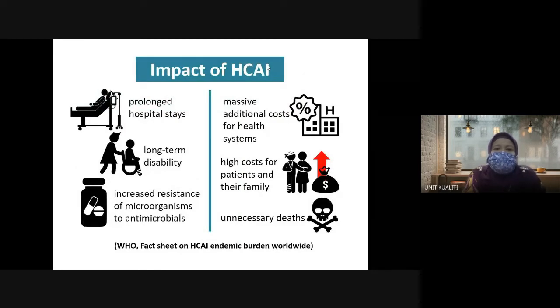Okay, what is the impact? What are the impacts of SAI to us and also to patients? It can cause prolonged hospital stay for the patient, can cause long-term disability, can increase the resistance of microorganisms to antimicrobials. We can see that cases of CRE and MDROs are increasing right now. It can cause massive additional cost for health system, high cost for patients and their family, and also can increase the morbidity and mortality of the patient.